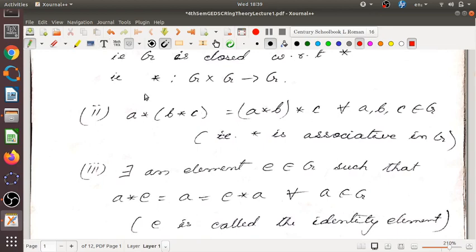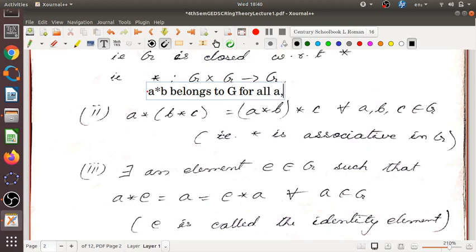In other words, what you have already learned is a star b belongs to G for all a comma b in G. Take any two elements in G, a star b should belong to G. If that happens, then star is said to be a binary operation, or G is closed with respect to star.